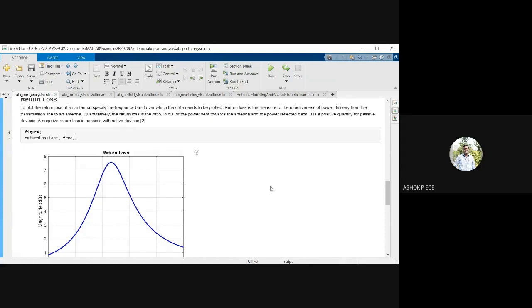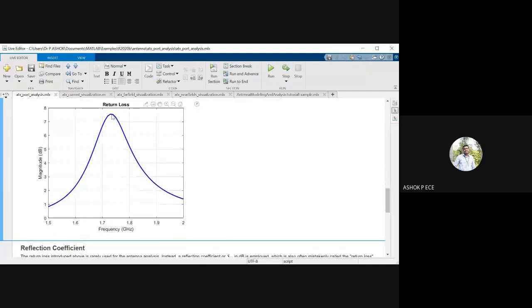It is a loss. So loss is 7.5. Okay, loss is 7.5. 7.5 dB is lost. Remaining thing is transmitted towards the antenna. Active devices will have negative return loss, or I can say active devices will have gain, whereas passive devices will have positive return loss. So return loss is close to 7.5 dB.